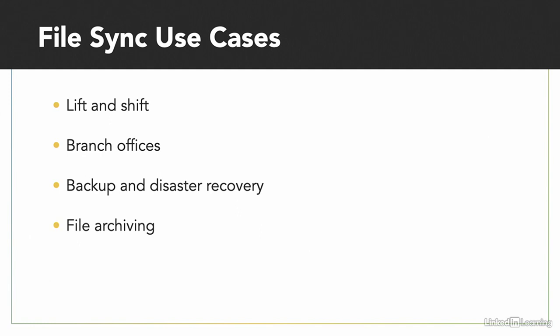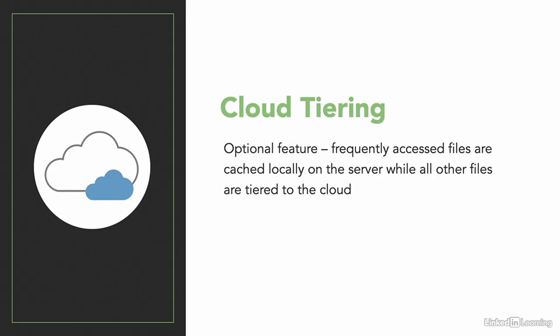And then file archiving, so only recently accessed data is located on local servers and non-used data is moved to Azure in what is called cloud tiering. Cloud tiering is an optional feature of Azure File Sync in which frequently accessed files are cached locally on the server, while all other files are tiered to Azure Files based on policy settings. When a file is tiered, the Azure File Sync file system replaces the file locally with a pointer or reparse point. The reparse point represents a URL to the file in Azure Files.